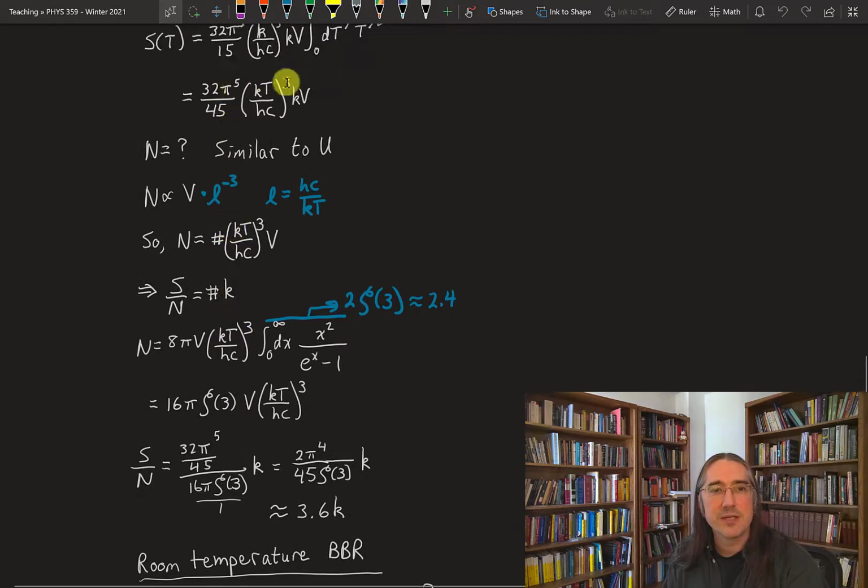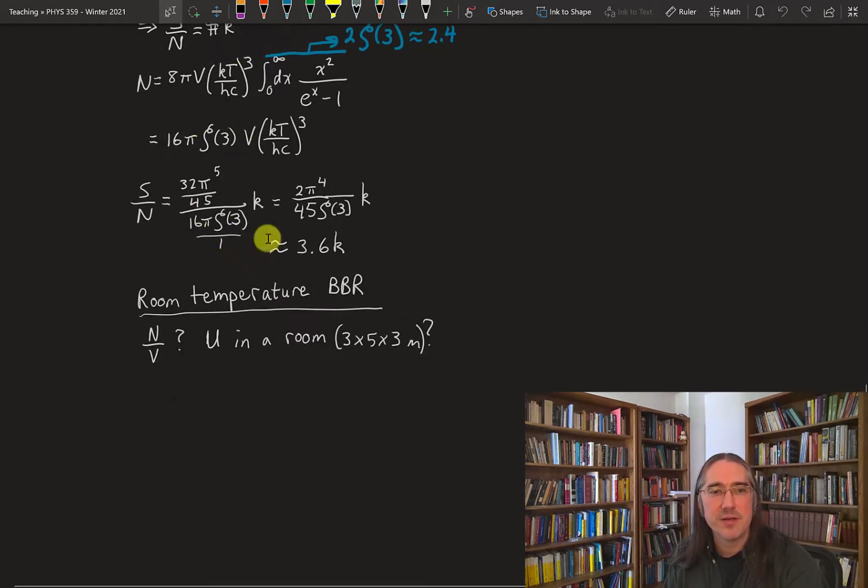We still have our S up here. We can just take the ratio of the two, and what we find is, oh my gosh, so many numbers, and Boltzmann's constant. You can do the arithmetic here. When the dust settles, we get 2 pi to the 4th over 45 times zeta of 3 times Boltzmann's constant. And evaluating this mess, it's about 3.6 times Boltzmann's constant. So that is our entropy per particle for photons.